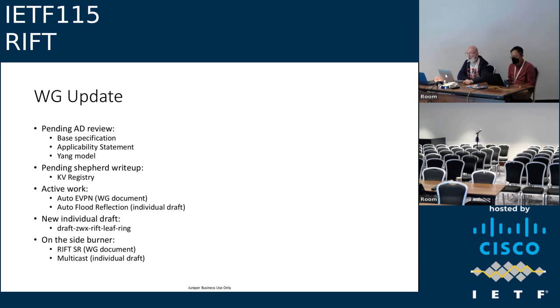So what's going on in the working group? Pending AD reviews: base specification, applicability statement, YANG model. There's been some progress recently. We need to finalize the Shepherd write-up for KV registry. The auto EVPN and flood reduction is still in progress, actively working on it. We've got a new individual draft on leaf rings, and RIFT SR and multicast is still on the side burner. We do plan to work on it after we update the charter.